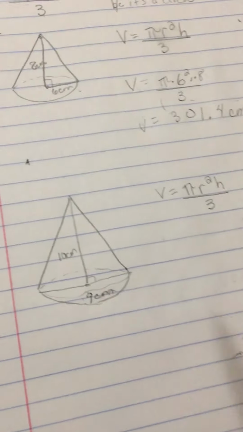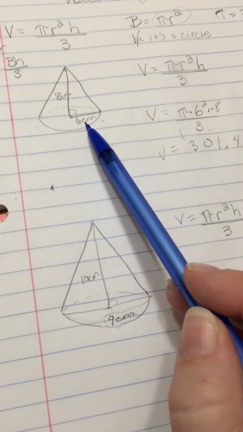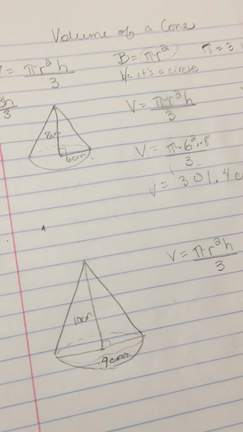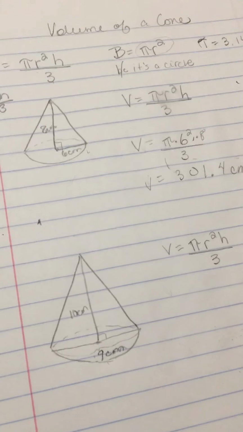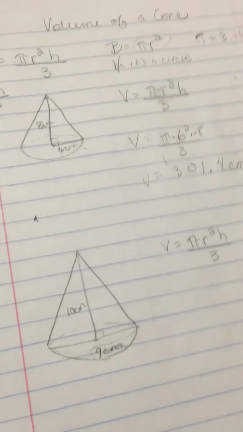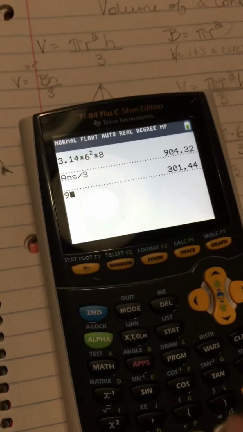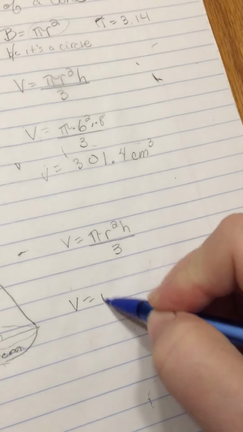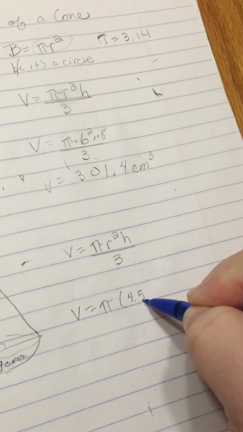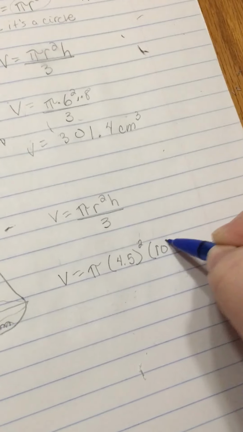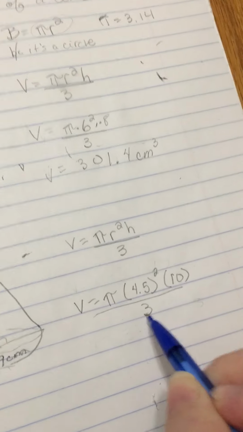Now, in the second example, you can see that from the first one we had radius, now we have diameter. So we learned in our last lesson with cylinders that the radius is half the diameter. So if you're not sure, 9 divided by 2 is 4.5. So that's the radius we're going to use. So volume equals pi times 4.5 squared times your height, which happens to be 10, divided by 3.